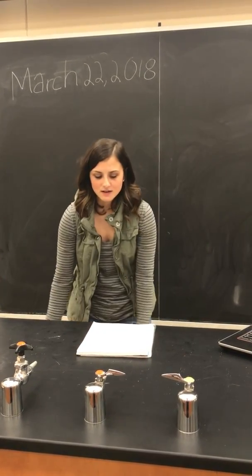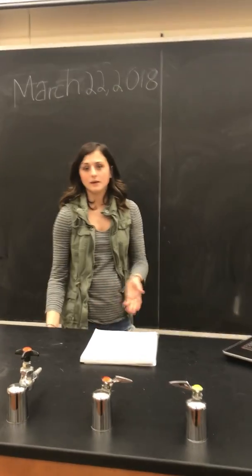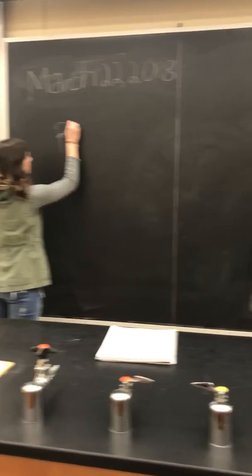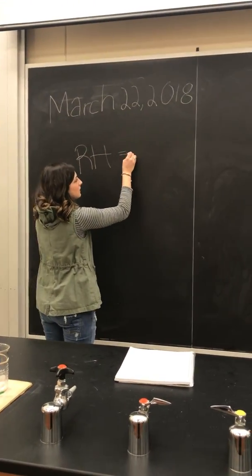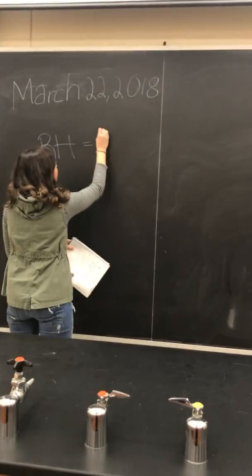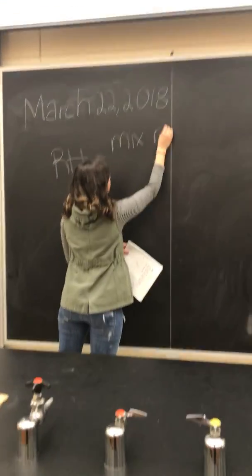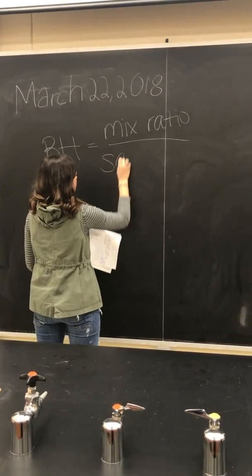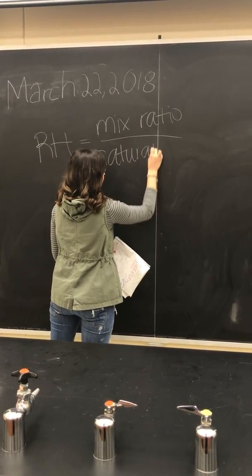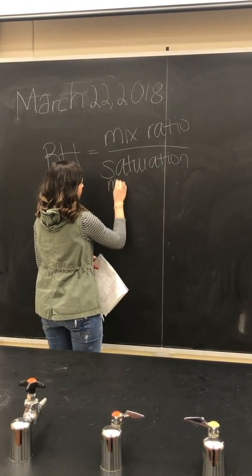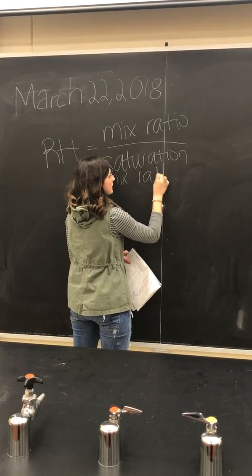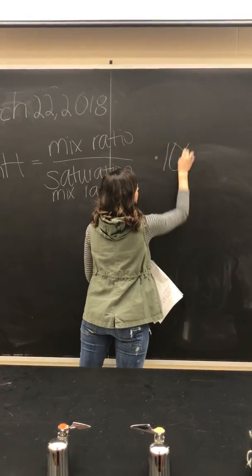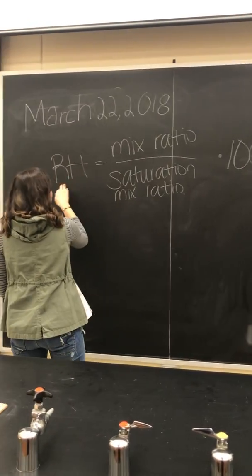Hello, I'm Caitlin Kendall, and today I'm going to show you how we calculate humidity using a relative humidity equation. So this equation, relative humidity, is RH, and that equals your mixing ratio over your saturation mixing ratio. This will get you a decimal, so you're going to times it by 100% to give you a percentage for your humidity.